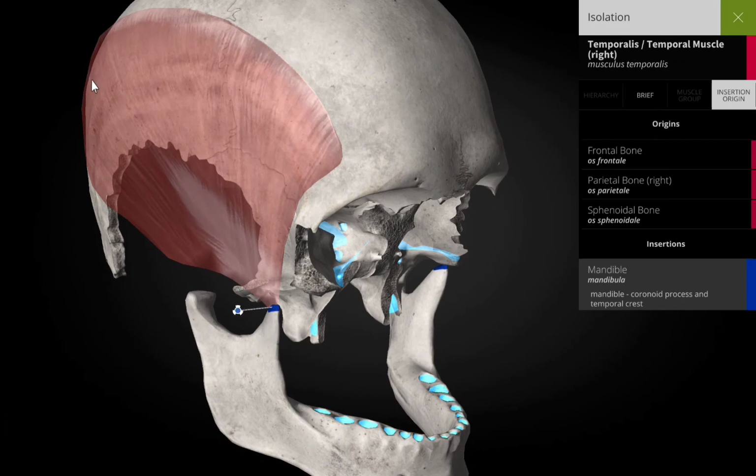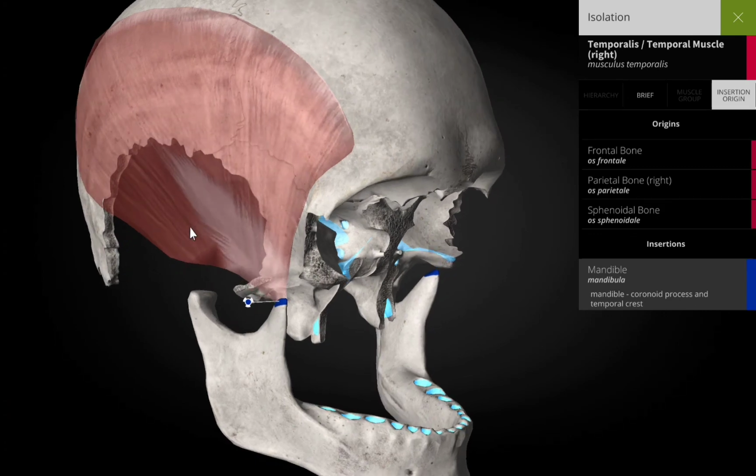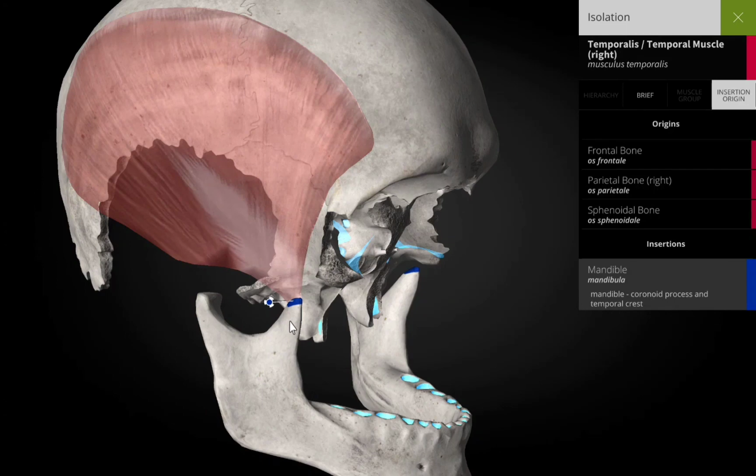Coming to the nerve supply of the temporalis muscle, it is supplied by the temporal branches from the anterior division of the mandibular nerve. Then coming to the actions, it helps in the elevation of the mandible. You can see here it is attached to the coronoid process of the ramus of the mandible. So when it contracts, it helps in the elevation of the mandible, and it also helps in the retraction of the protruded mandible. Mainly the posterior fibers help in the retraction of the protruded mandible.